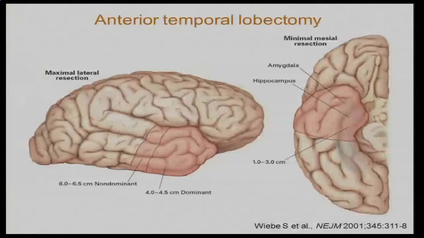The surgery for drug-resistant temporal lobe epilepsy is called anterior temporal lobectomy or anterior temporal lobe resection. This resects the anterior two-thirds of the temporal lobe. In the dominant hemisphere, where language is represented, the resection is smaller, only 4.5 centimeters from the temporal pole, as opposed to the non-dominant hemisphere where you can extend the resection further back, including 6.5 centimeters, again, from the temporal pole.